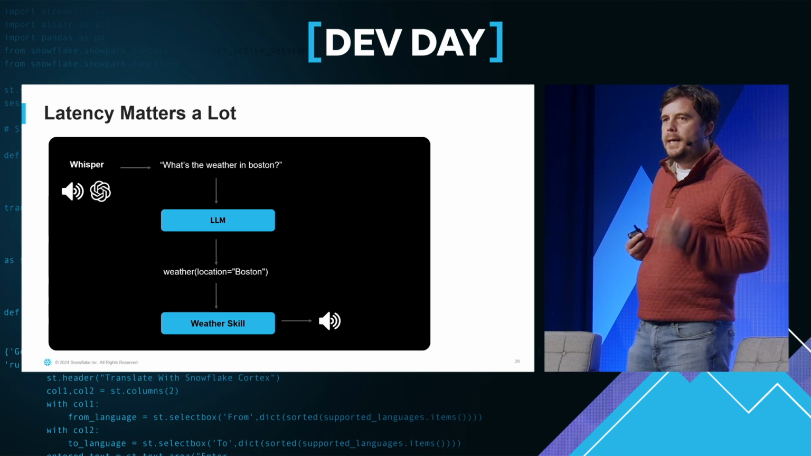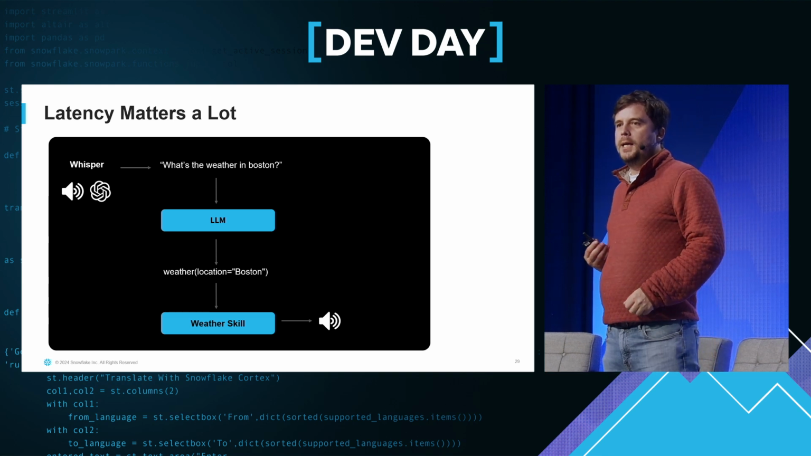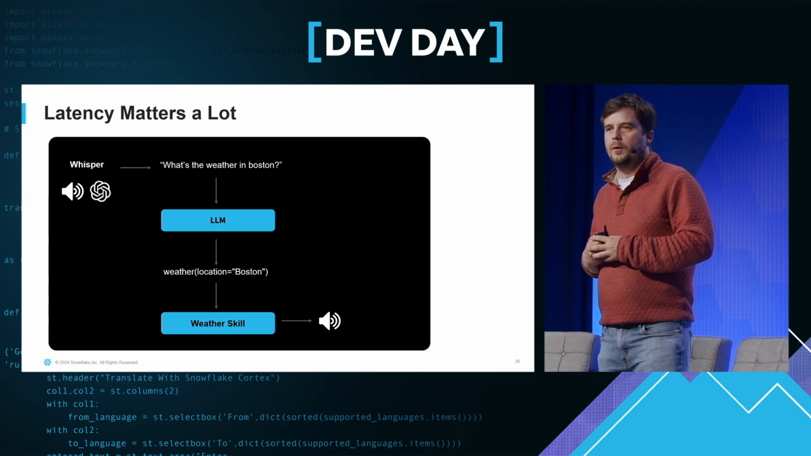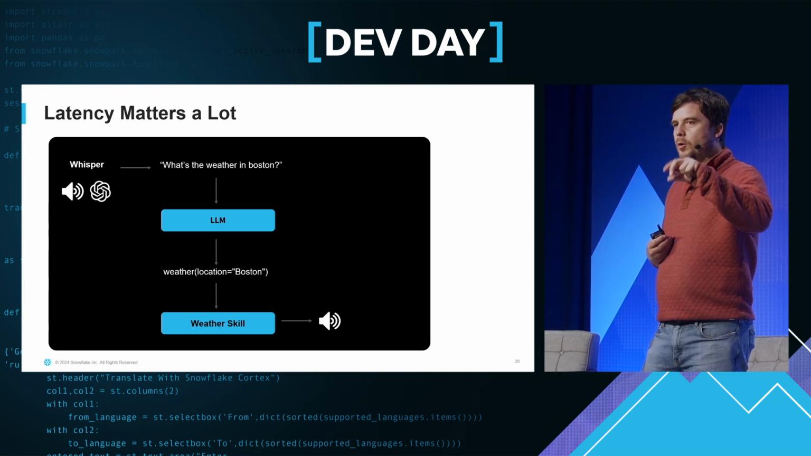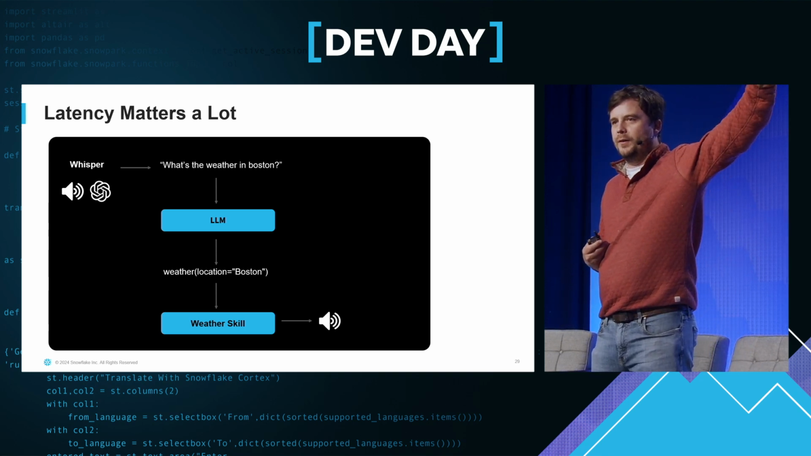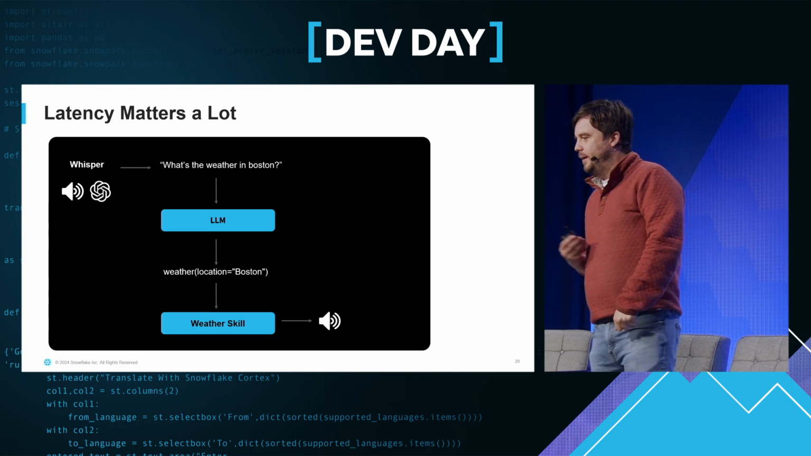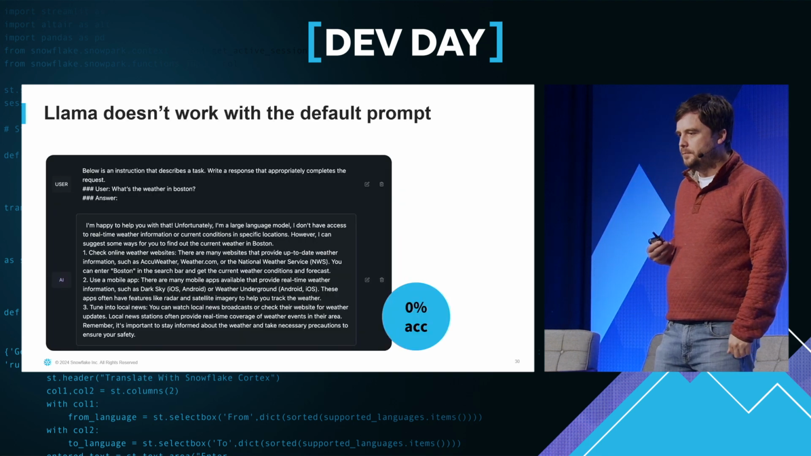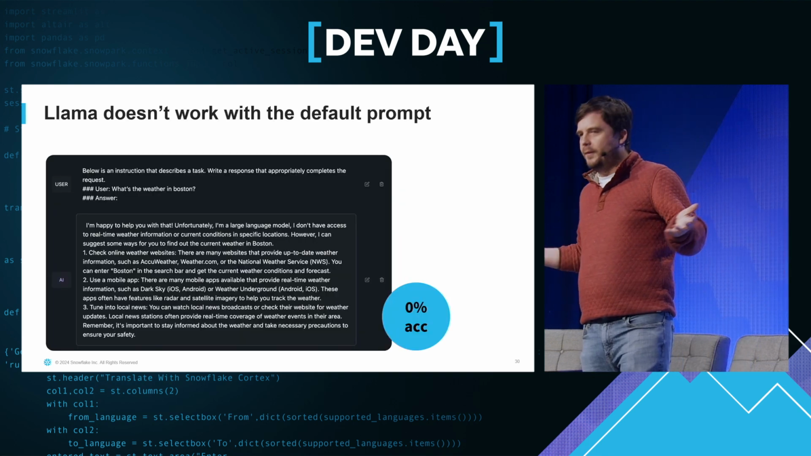well. But now latency matters a lot here. So I can't use the biggest models. I don't have time to call out to OpenAI. I need to run this on the local machine just to make it fast enough. Because I not only have to transcribe the speech, I also have to translate it into a function call. And Llama doesn't work with a default prompt.